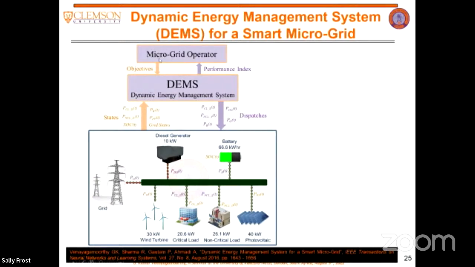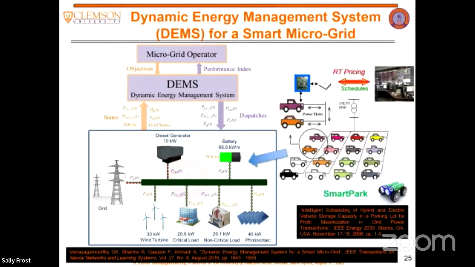Of course, the microgrid operator or the owner will have some objectives and also wants to know how well the DEMS is carrying out, solving those objectives. So there's a performance index measure. The whole idea is the DEMS has to maximize the performance index while meeting all the objectives, right? The energy storage can also be electric vehicles, right? So now electric vehicles are coming more and more on the road and in the parking lots, and then we can create a smart park where we have electric vehicles that can do charging and discharging.